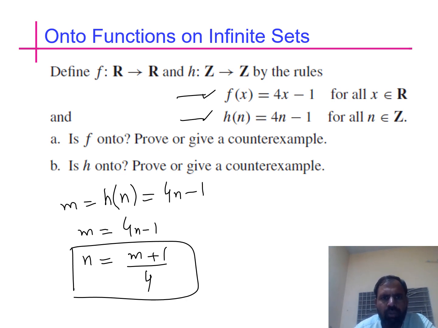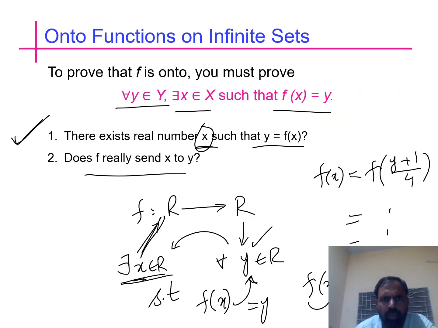Is f onto? Is h onto? We check here, and if not, we give a counterexample. m is equal to h of n, which is 4n minus 1. So n is equal to (m plus 1) by 4. To prove that f is onto, you must prove that for all y belonging to Y, there exists x belonging to X such that f of x is equal to y. So f of x is equal to f of (y plus 1) by 4.